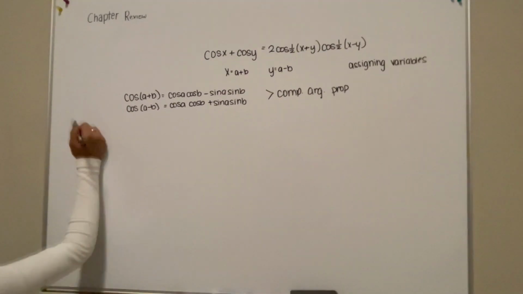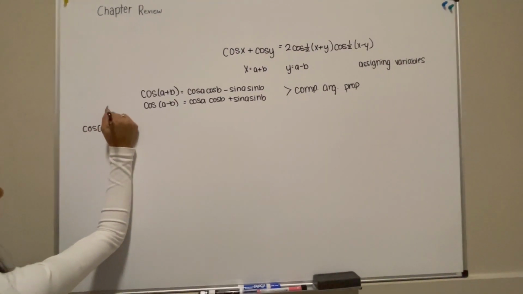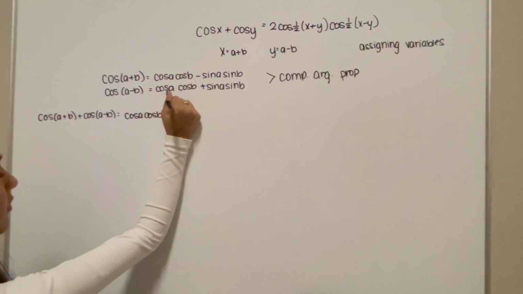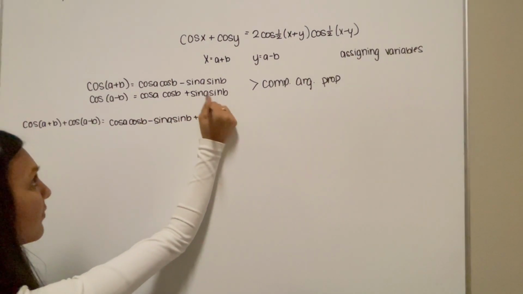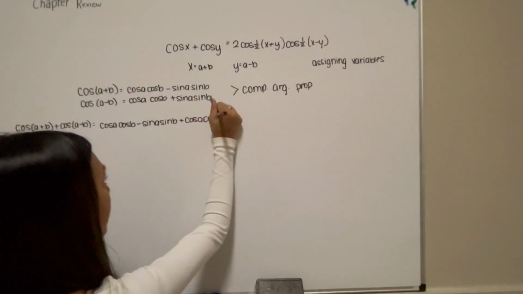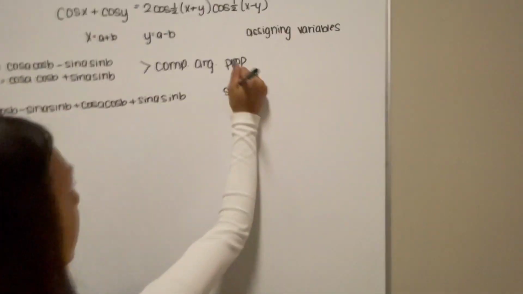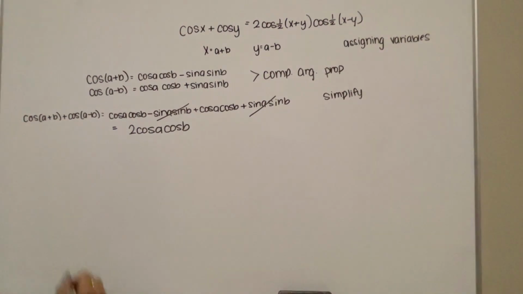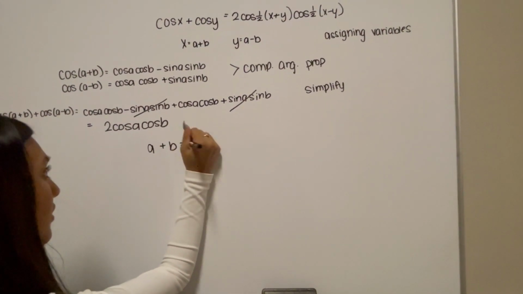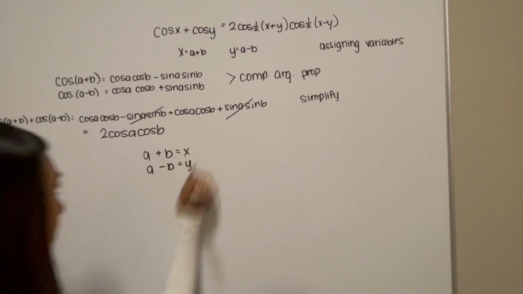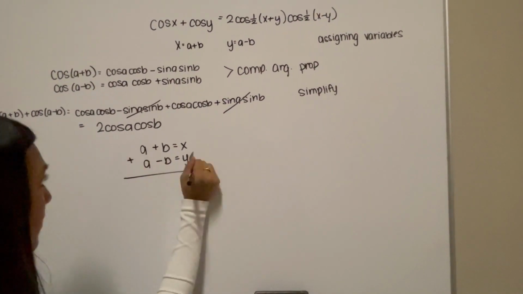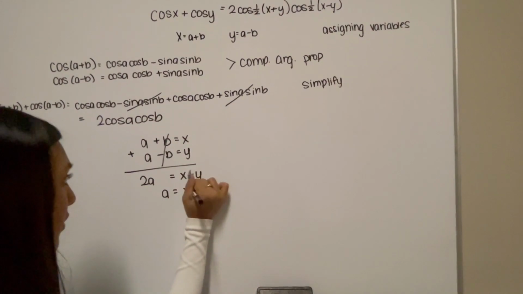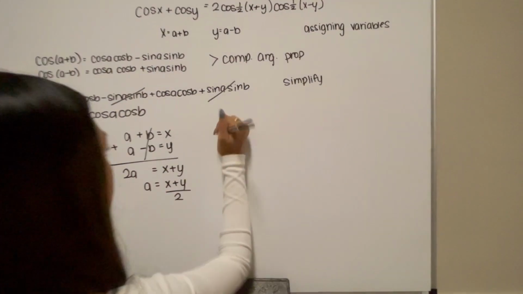And then we can add those two equations together, so we have cosine (a plus b) plus cosine (a minus b) equals cosine a cosine b minus sine a sine b plus cosine a cosine b plus sine a sine b. And then we can simplify that into 2 cosine a cosine b. And then we can add the equations and combine them, so a plus b equals x and a minus b equals y. We can add those together so the b's will cancel, and we are left with 2a equals x plus y and a equals (x plus y) divided by 2.